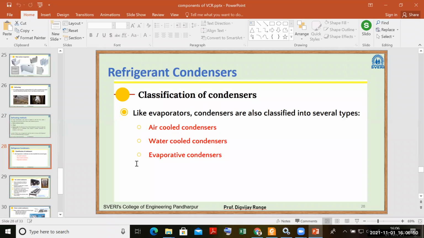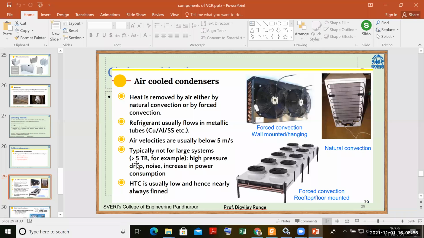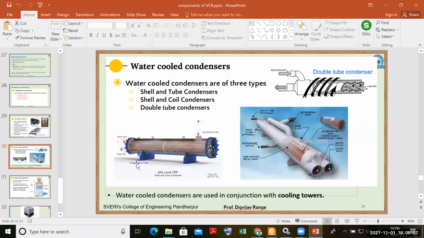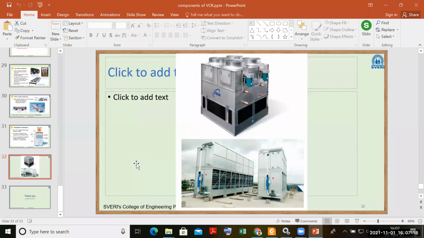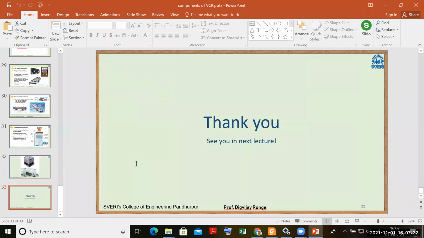Then we have seen the refrigerant condenser. Again there are three types. In air cooled, you can see that fans are used. Then we have water cooled, in which water will be used, and water cooled is used along with the cooling towers. And the third one we have seen is the evaporative condenser, in which evaporation of water takes place, so that name comes here. So I think this will again increase your knowledge about the various components of the VCRS system.